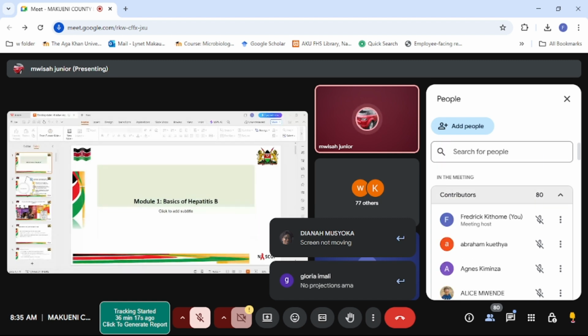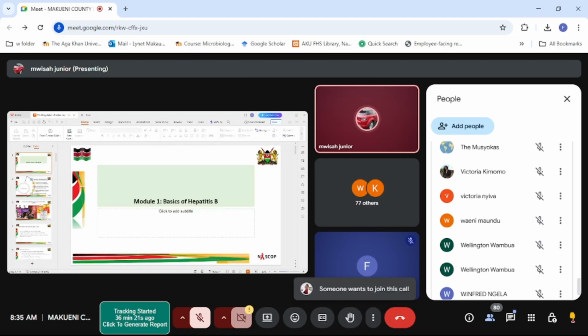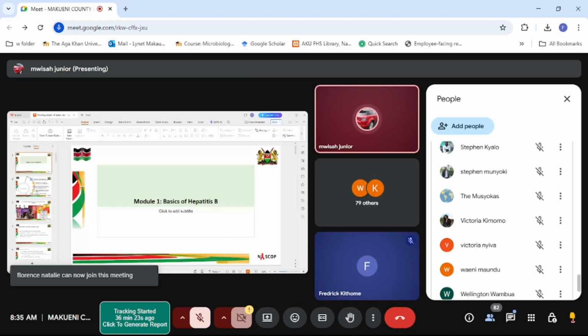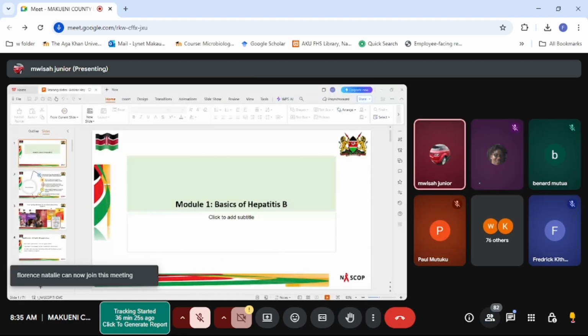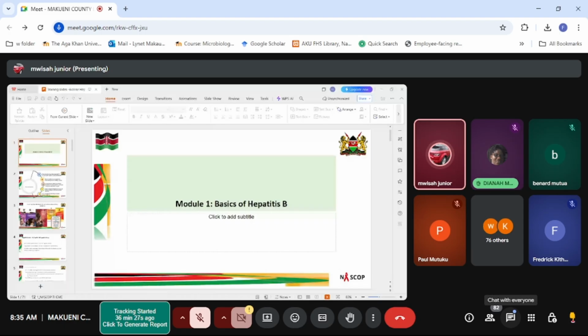MTCT of HIV, hepatitis B virus, and syphilis are significant causes of perinatal morbidity and mortality. The three diseases cause perinatal morbidity and mortality, whereby perinatal hepatitis B infection has a high risk of chronicity and future hepatocellular carcinoma.